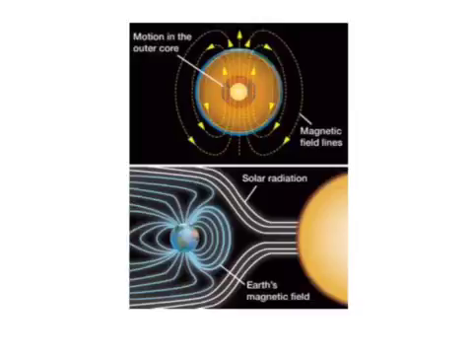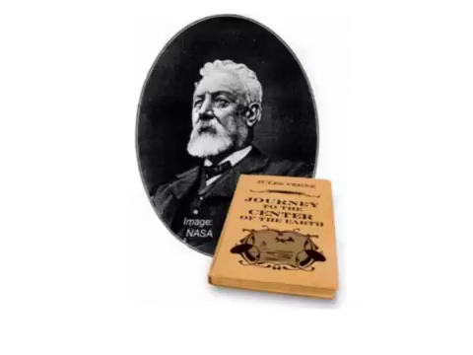Speaking of liquids, the liquid in Earth's outer core creates a magnetic field that circulates around Earth. That magnetic field protects us from solar radiation coming from the sun.